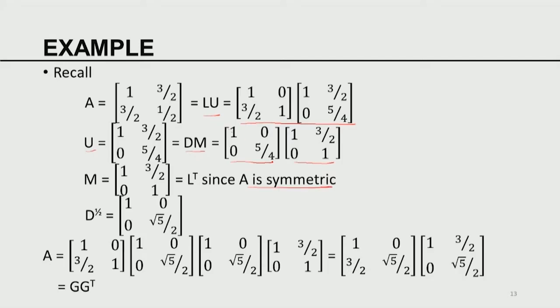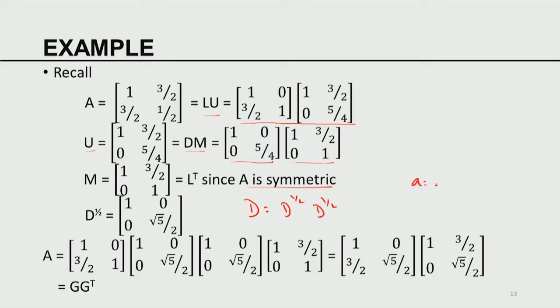If the diagonal elements of D are positive, I can take what's called the square root of D. The square root of a diagonal matrix is simply a matrix whose diagonal elements are the square roots of the corresponding diagonal elements. So the diagonal elements are 1, square root of 1 is 1, square root of 5 by 4 is square root of 5 by 2. So this is the square root matrix. So I can express D as D to the power half times D to the power half, much like I can express any number a as square root of a times square root of a.